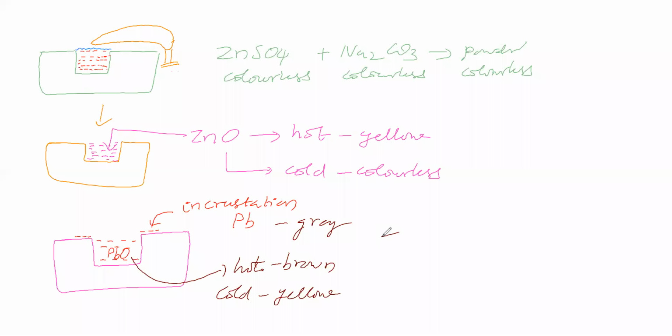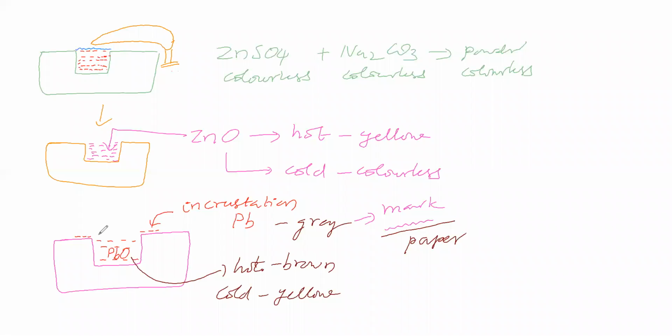We will take a paper and write with this. It is marking over the paper, because this lead is gray in color. So this is called incrustation, which we get over the cavity.